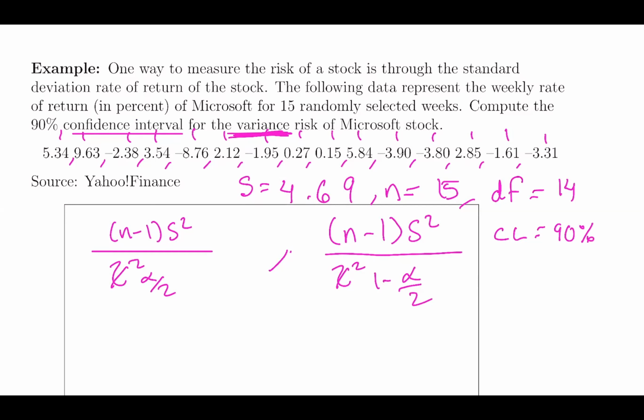Everybody good so far? I have note data. Wait, how'd you get the 14 for DF again? N minus 1, so 15 minus 1. Oh, all right, thank you. Yeah, no problem.